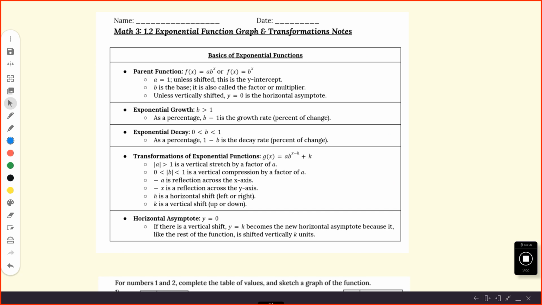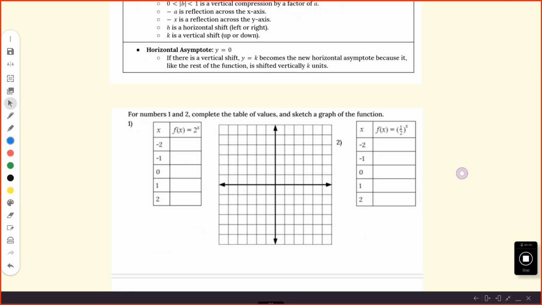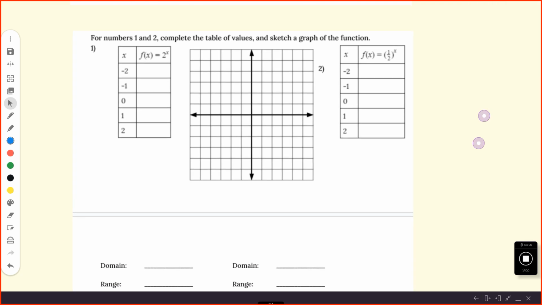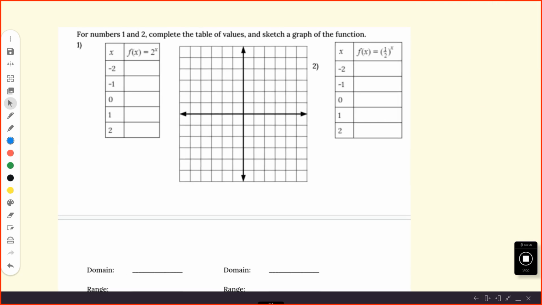Now, before we discuss all about the basics of exponential functions, we have discussed growth and decay last time and the transformations. Let's just go and do the graph first because it's easier if we have the graph, right? And then describe the features of the graph. Okay, so let's say we have these tables, right? And we're going to complete the table of values and sketch a graph of the function. So the first function is f of x equals 2 to the x.